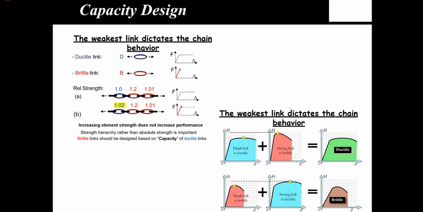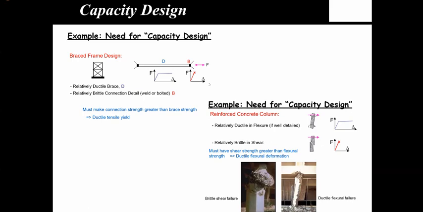If you look at the load deformation plots at the bottom right, you have a weak link, which is ductile and has a low capacity, then a strong link, which is brittle. So overall, you're going to have a ductile mechanism. Similarly, you have a weak link, which is brittle, and a strong link, which is ductile. In that case, your overall system or chain behavior is going to be very brittle, which we don't want in seismic design, right? How do we apply the capacity design, whatever I said so far, to real structures?